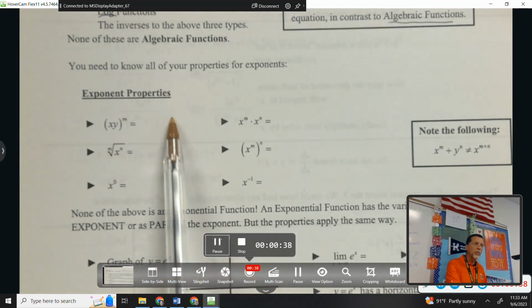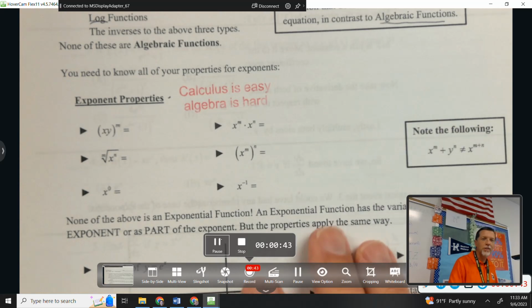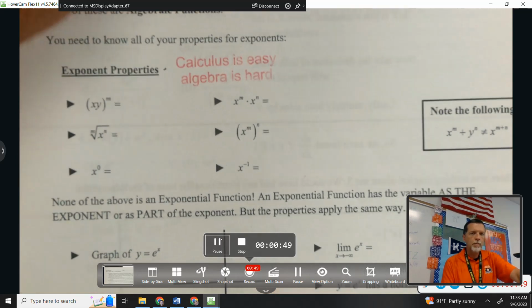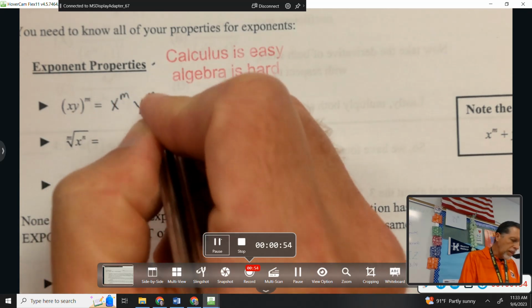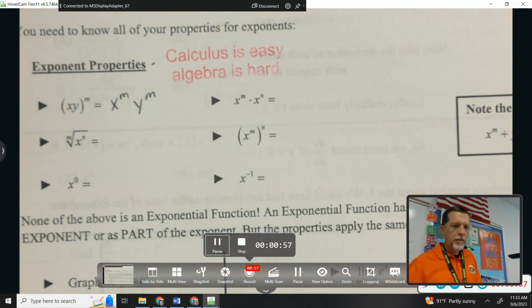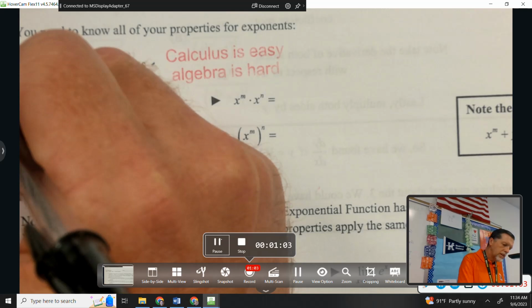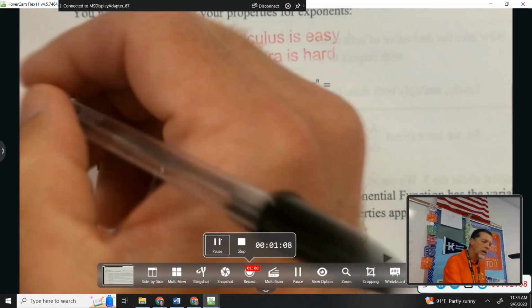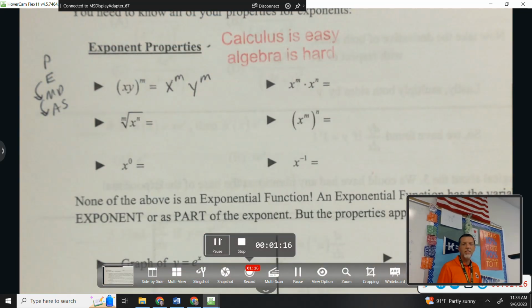Let's do a little bit of algebra review because calculus is easy, algebra is hard. So we're gonna do a little bit of algebra review to make sure we're okay before we get to the calculus. So (xy)^m would be the same as x^m y^m. I don't even like to say PEMDAS because that is misleading, but you can distribute exponents to multiplication, and you can distribute multiplication to addition. But you can't distribute exponents to addition. That's not allowed.